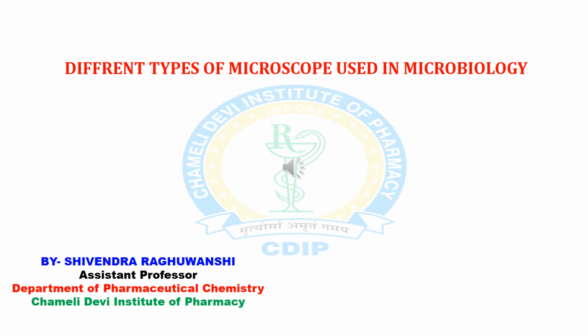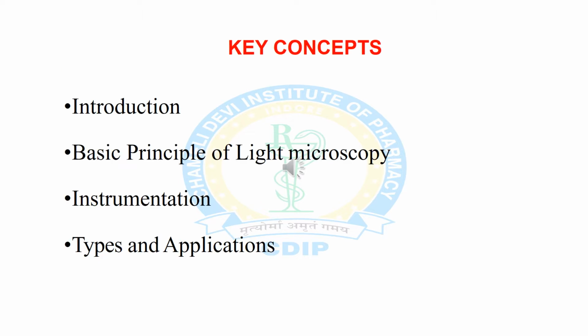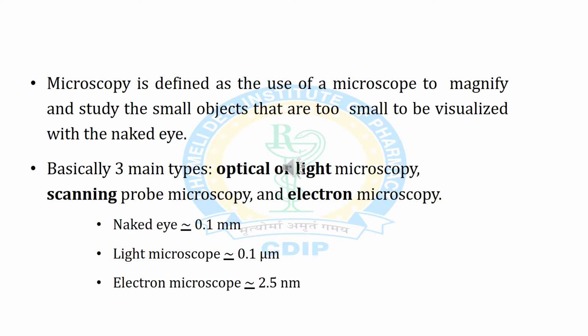Today we will discuss different types of microscopes used in microbiology. In this topic we will discuss the introduction of the microscope, the basic principle of light microscopy, instrumentation and types, and its application in microbiology. Microscopy is defined as the use of a microscope to magnify and study small objects that are too small to be visualized with the naked eye.